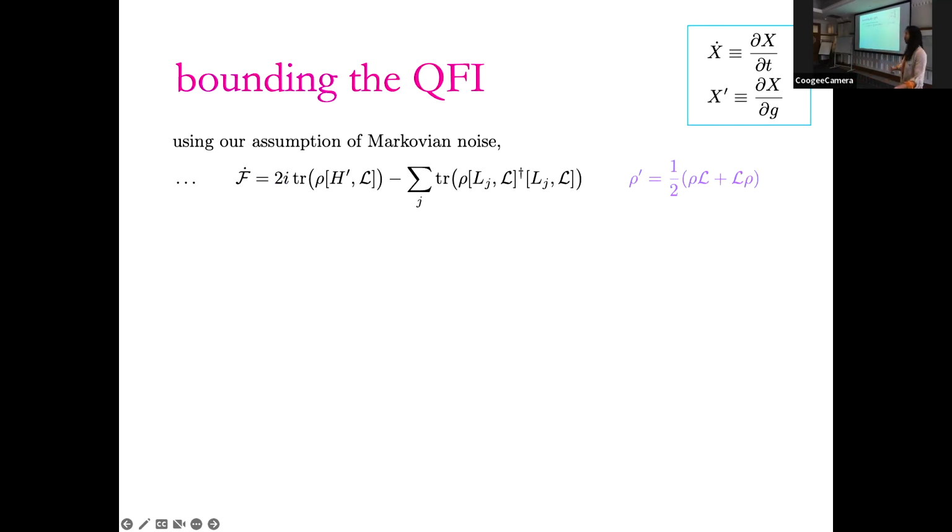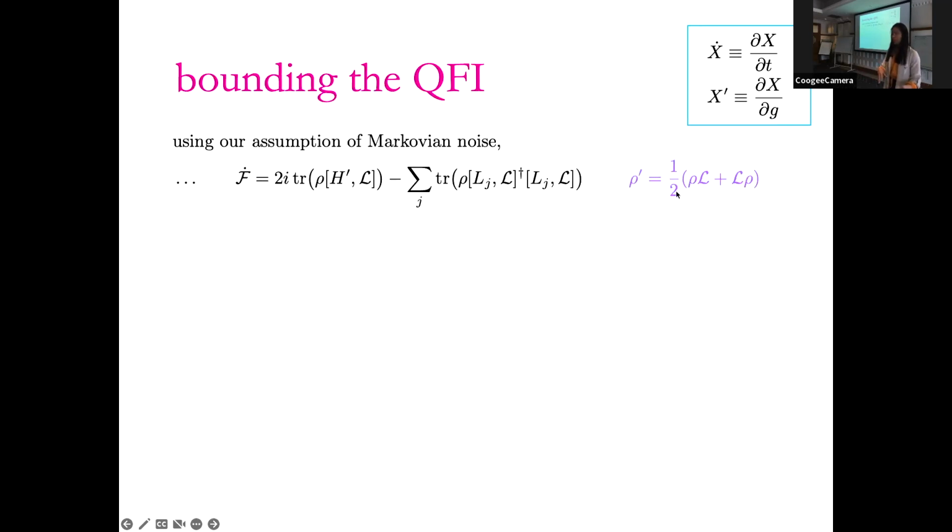How do we do this? Well, first we do a bunch of algebra to obtain this equation for the time derivative f dot of the QFI. And this equation is in terms of h primed, which is, remember, the g derivative of the Hamiltonian, as well as the Lindblad operators, and also this quantity script L, which is related to the g derivative of the state rho. So you really shouldn't worry about any of the details here.